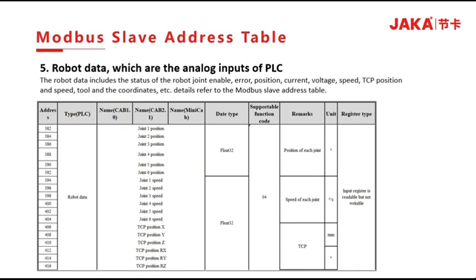The robot data includes the status of the robot joint enabled, error, position, current, voltage, speed, TCP position and speed, tool and the coordinates. For the details, refer to the Modbus slave address table.